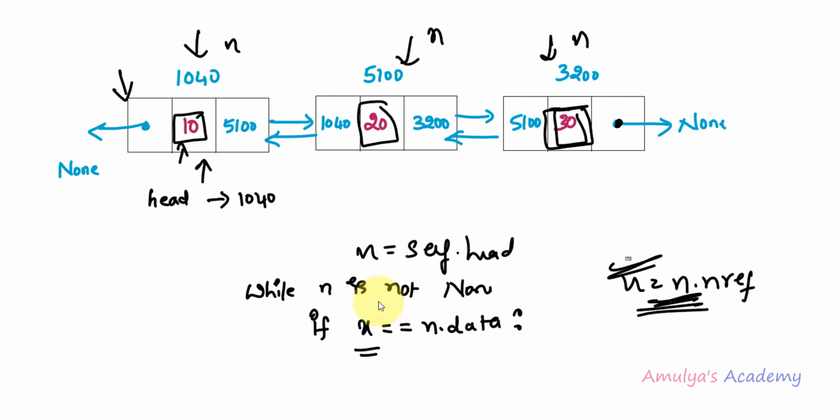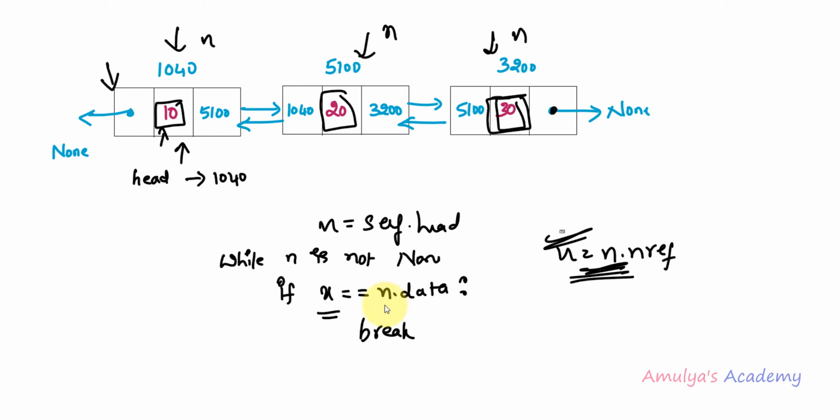That's why here I need to take while n is not none, check if x is equal to n dot data. If it becomes true, execute the break statement. That is nothing but we found the x node, that is the given node. Now stop moving to the next node. That's why you need to execute this break statement. When a break statement is executed inside a while loop, it will come out of the loop. If x is not equal to the n dot data, then you need to go to the next node. For that you need to change n value to n dot n reference. In this way you can move to the x and find the x.